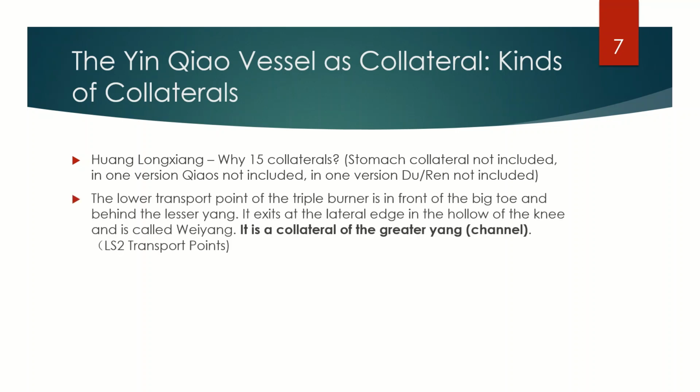But then there are also lots of other kinds of collaterals. So, for instance, we're all pretty familiar with the lower transport point of the triple burner. But I don't know if everyone knows that that's actually considered a collateral as well. It's considered a collateral of the greater Yang channel. And basically all that means, at least according to Huang Longxiang, is that, first of all, collaterals are visible on the surface of the body.